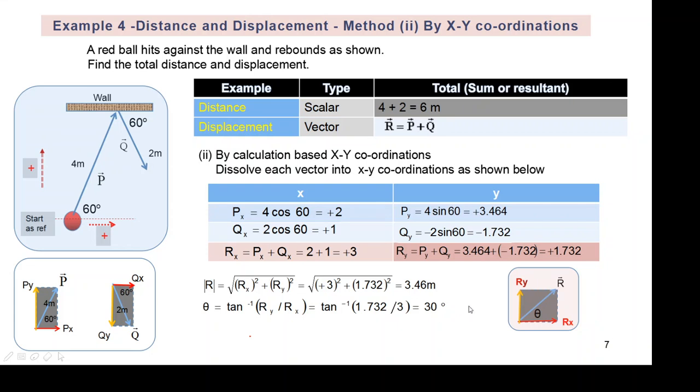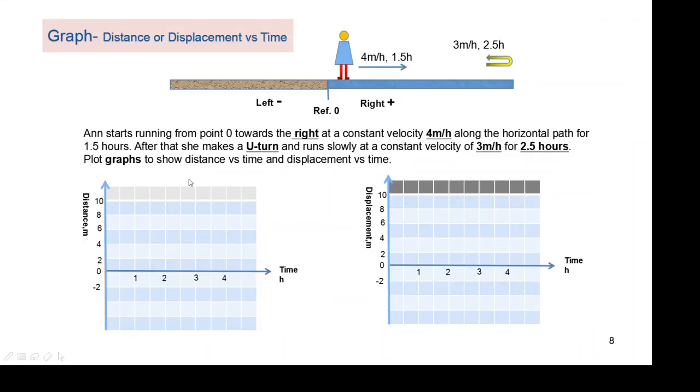Can you get it? This slide will show you how to do a graphical presentation for distance versus time or displacement versus time. Look at the diagram. N is standing at the reference 0 position, and now N starts running from point 0 towards the right at a constant velocity of 4 meters per hour along the horizontal path for 1.5 hours. After that, she makes a U-turn and runs slowly at a constant velocity of 3 meters per hour for 2.5 hours. Plot graphs to show distance versus time and displacement versus time.